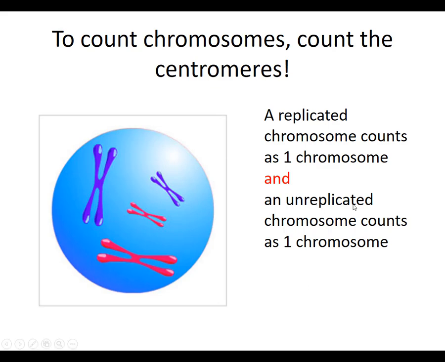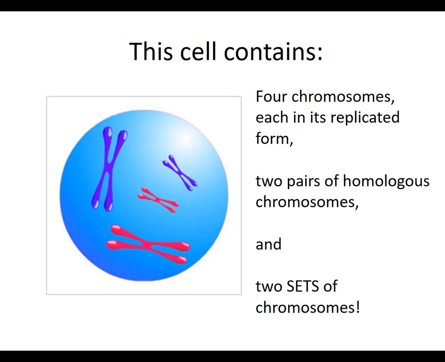If we had unreplicated chromosomes, you would count each unreplicated chromosome as 1, because it also has 1 centromere. So the rule is when you count chromosomes, you count centromeres. That tells you how many chromosomes there are. So this cell contains 4 replicated chromosomes.